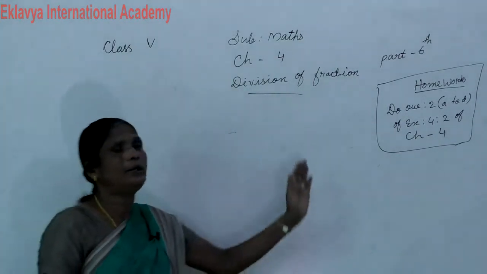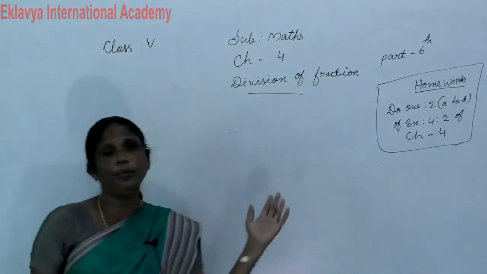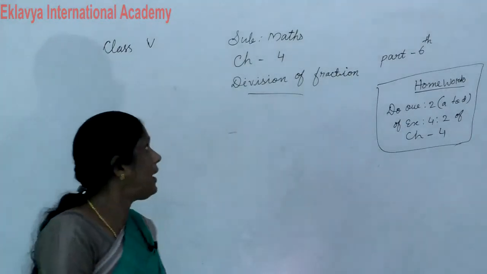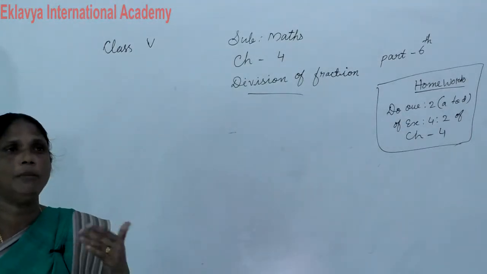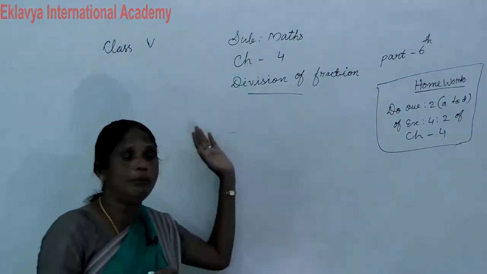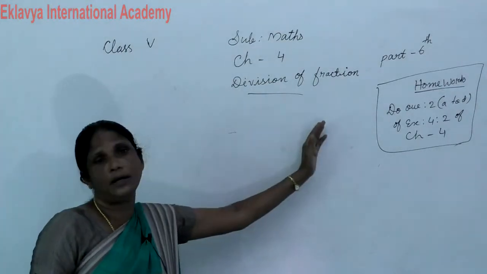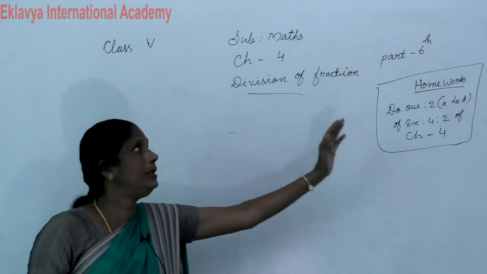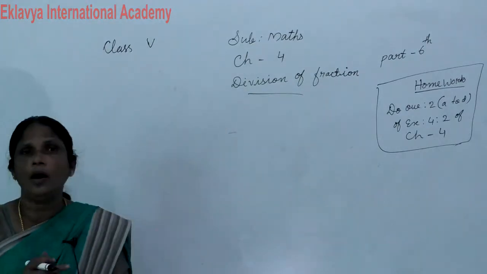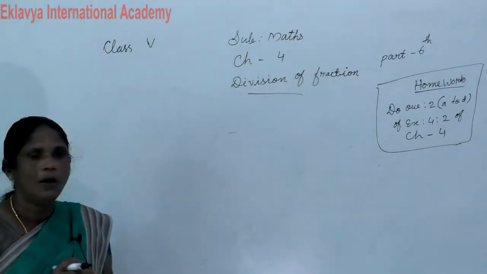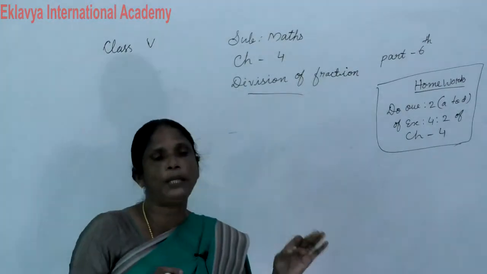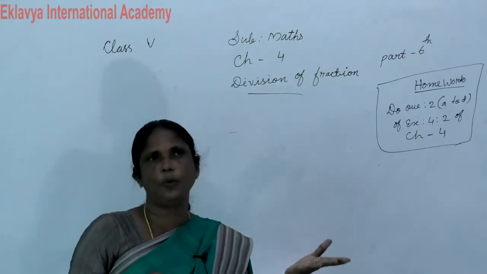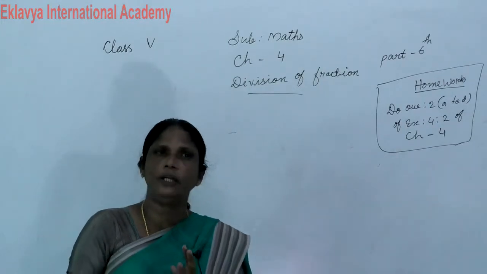The last part of this chapter. What do you mean by division? The fraction, two numbers we multiply, the product of two numbers is 1. That means the reciprocal of a fraction. Reciprocal means multiplicative inverse.